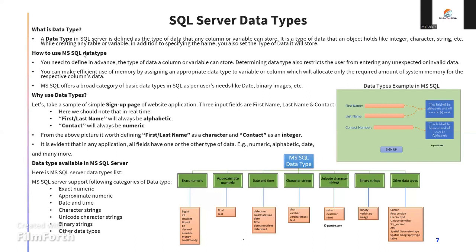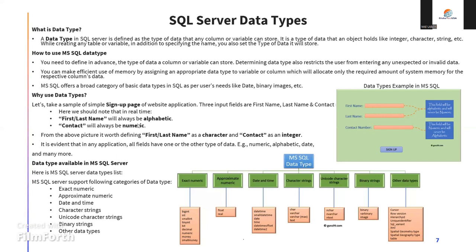The data type in SQL Server is defined as the type of data that any column or variable can store. It is the type of data an object holds, like integer, character, string, etc. Numeric, varchar, those are the types of data. While creating any table or variable, in addition to specifying the name, you also set the type of data it will store.